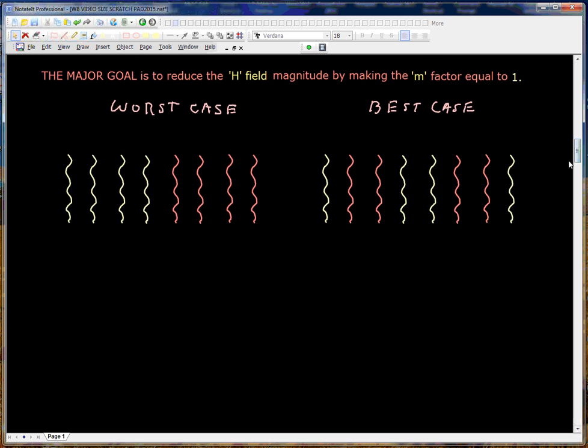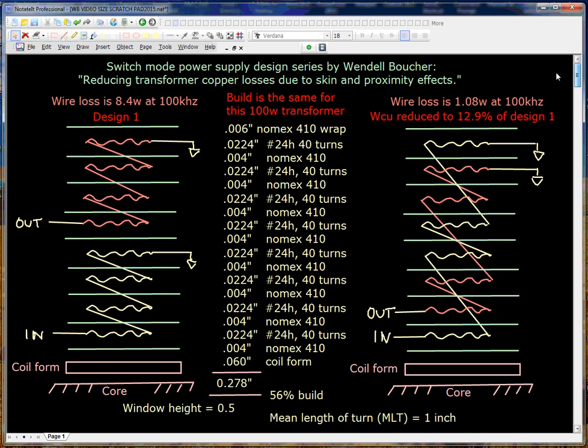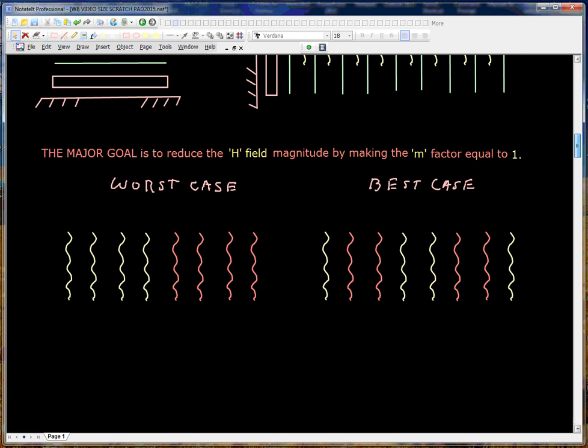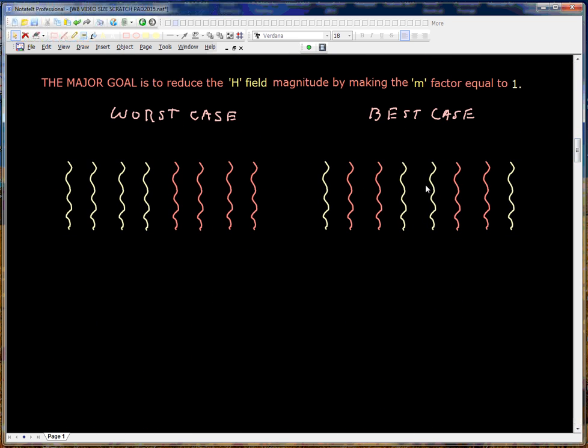I've repeated this again because it's so important. The major goal is to reduce the H field magnitude by making the M factor equal to 1. Now, here's the worst case condition for that transformer, which of course is this one on the left at 8.4 watts. And this is the best case when we reconfigured the transformer to reduce that copper loss.